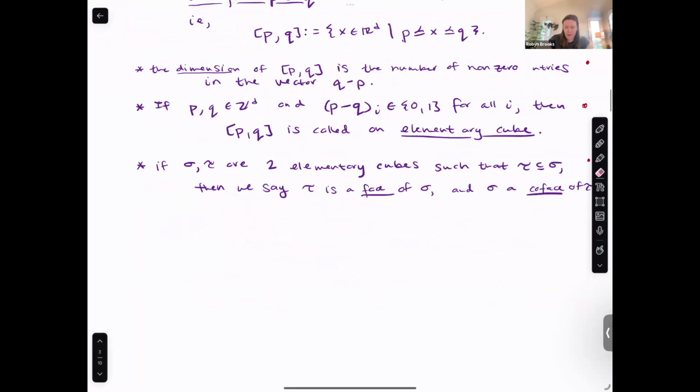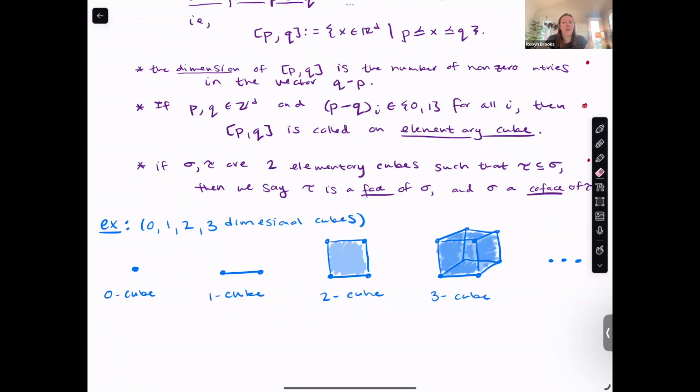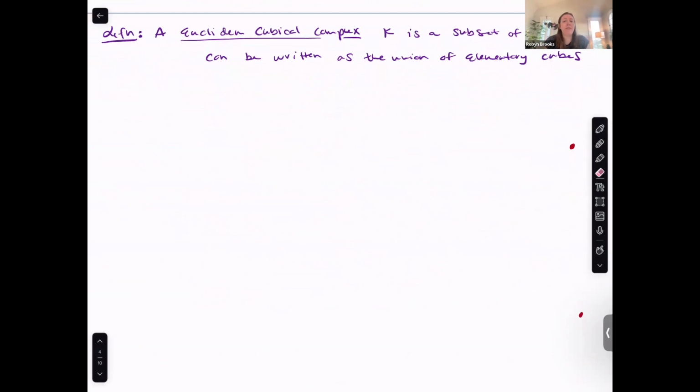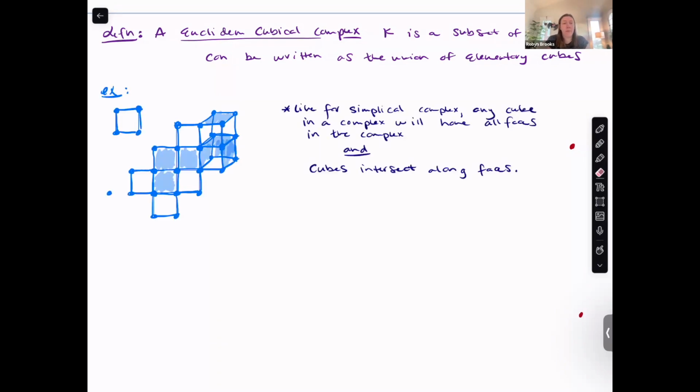So let's look at some examples. Here are the 0 through 3 dimensional cubes, right? My 1-cube and my 2-cube and my 3-cube, etc. Now we can define a Euclidean cubical complex, and this is just going to be a subset of R^d that can be written as the union of elementary cubes. Here's an example of a Euclidean cubical complex. And again, just like a simplicial complex, if a cube is in the complex, so are all its faces, and cubes have to intersect each other along faces.